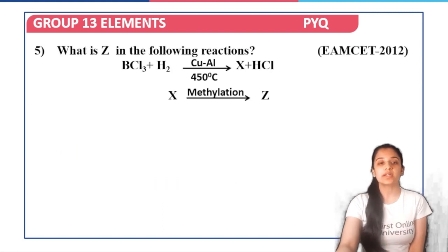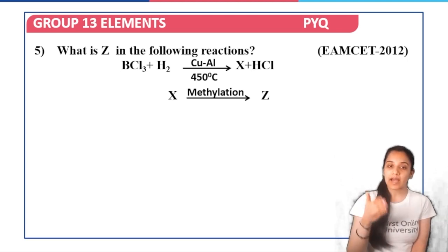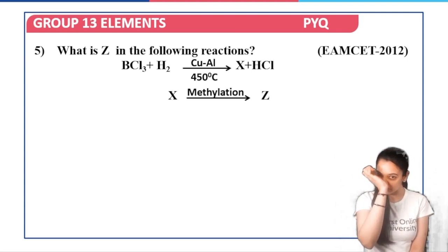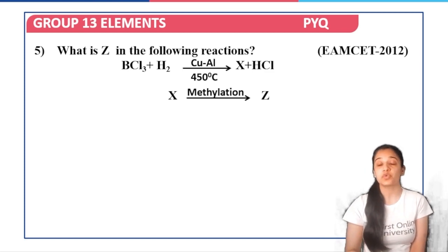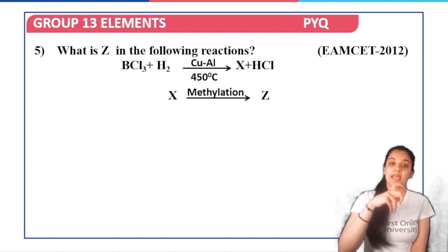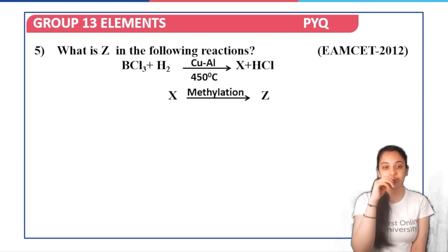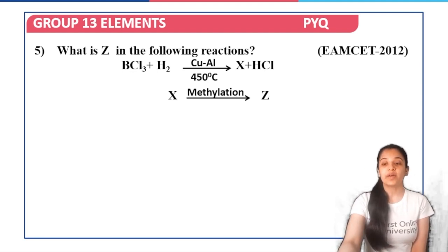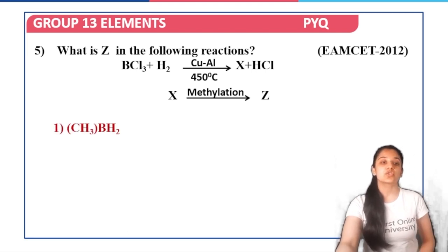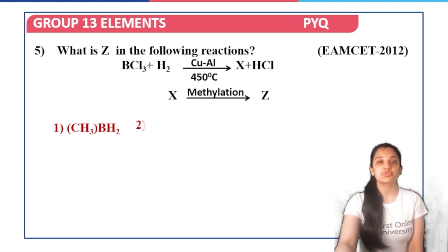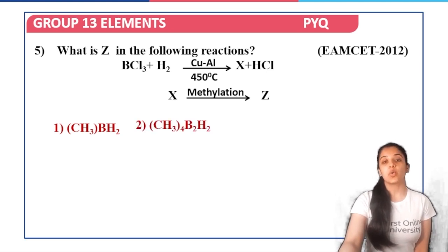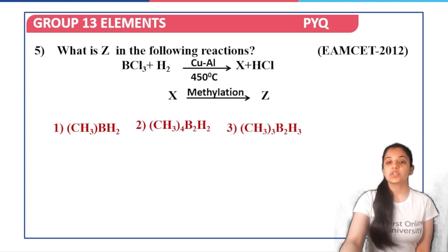Next question is, what is Z in the following reactions? So BCl3 is going to react with H2 in the presence of copper aluminium at 450 degrees centigrade to give X and HCl. And this X on methylation is going to give me Z. What you have to do is tell what is going to be Z here. So your options are BH2CH3, or (CH3)4B2H2, or (CH3)3B2H3, or (CH3)6B2.